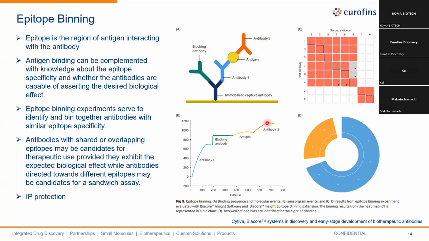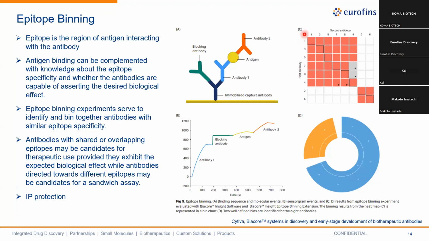So depending on whether you see an increase of signal for antibody 1 and 2, then you can bin the antibodies into different categories. So this is called epitope binning. It's sort of an application of competition as well, but it's specific for large molecules.